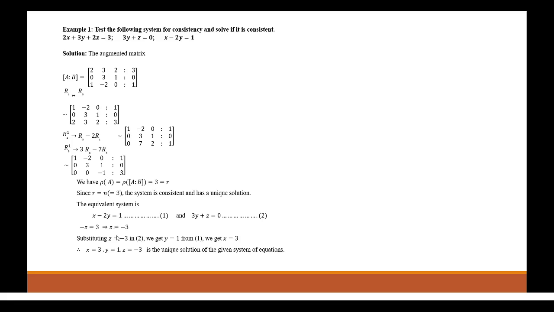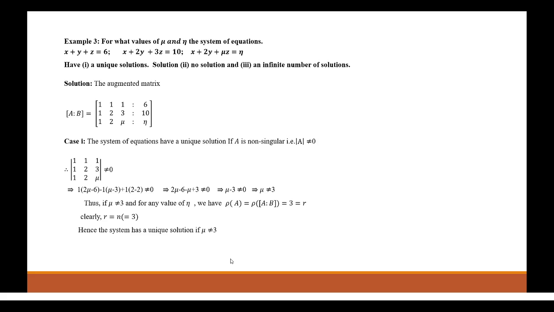Substitute the value of z in equation 2. We get the value of y, that is 1. Again, substitute z and y in equation 1. In equation 1, we get x is equal to 3. Hence, x is equal to 3, y is equal to 1, z is equal to minus 3 is the unique solution of the given system of equations.